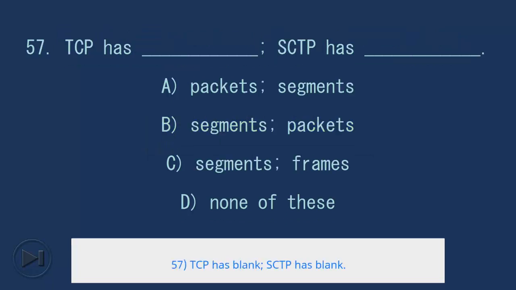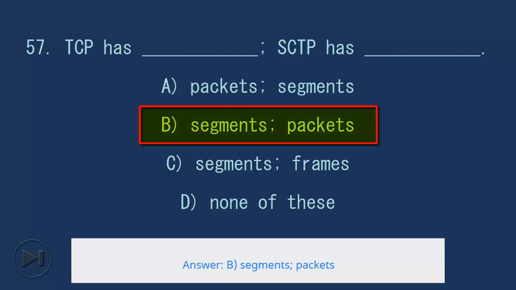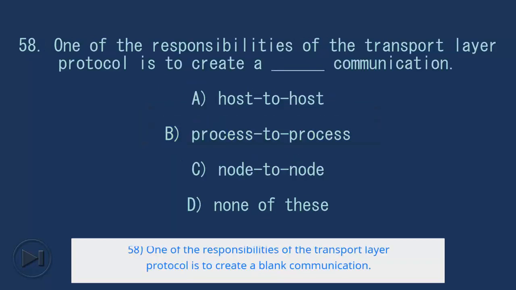57. TCP has blank, SCTP has blank. A, packets, segments. B, segments, packets. C, segments, frames. D, none of these. Answer, B, segments, packets. 58. One of the responsibilities of the transport layer protocol is to create a blank communication.